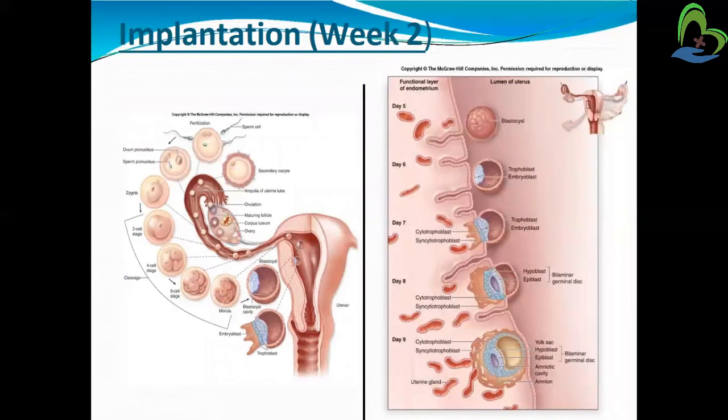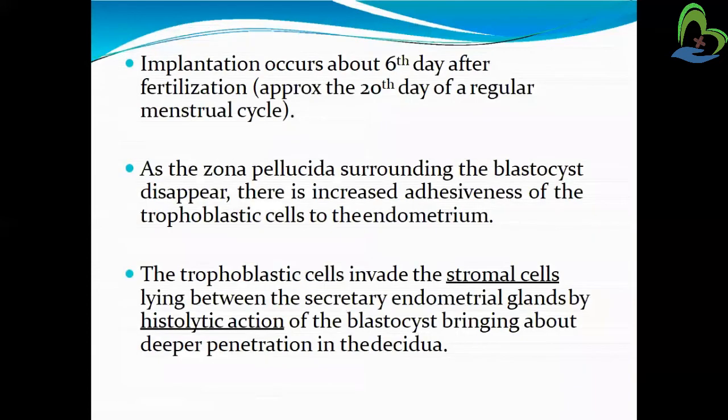Now after the completion of fertilization, implantation takes place. At the second week, implantation takes place. This figure we already discussed in the previous slide. After the fertilization and the blastocyst and morula stages, implantation takes place after the 6th day. So implantation occurs on the 6th day after fertilization, as I told earlier, approximately the 20th day of a regular menstrual cycle.